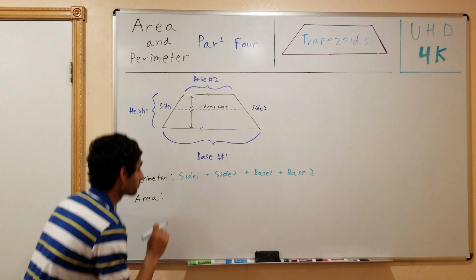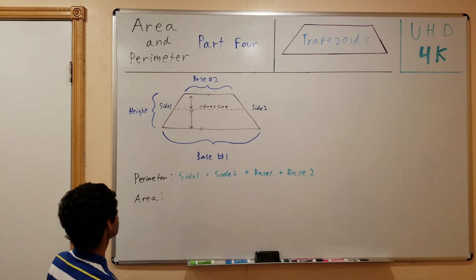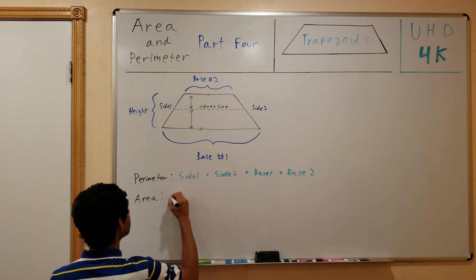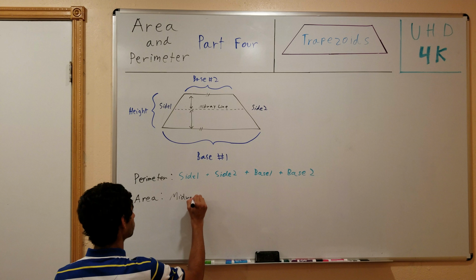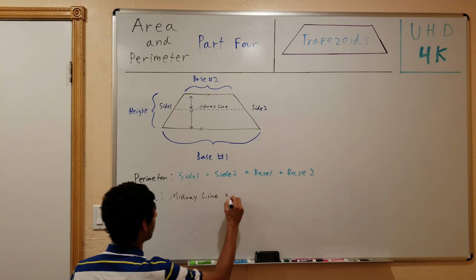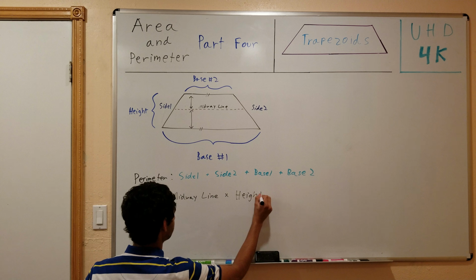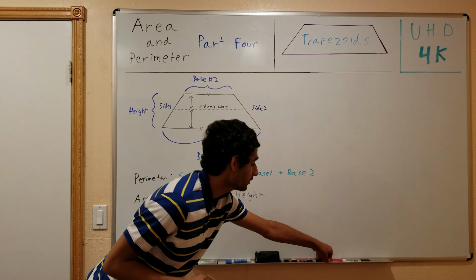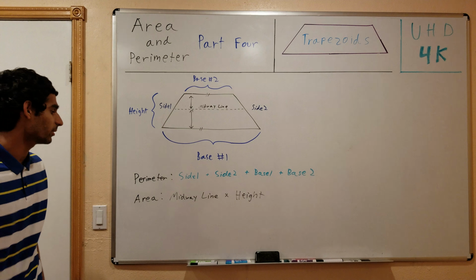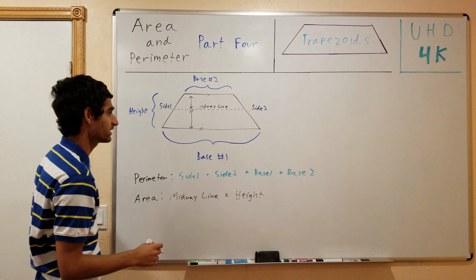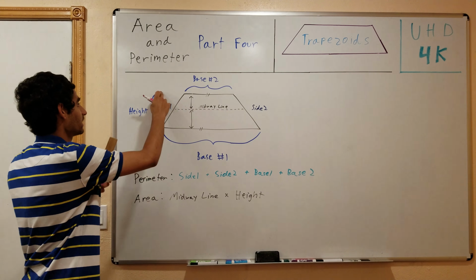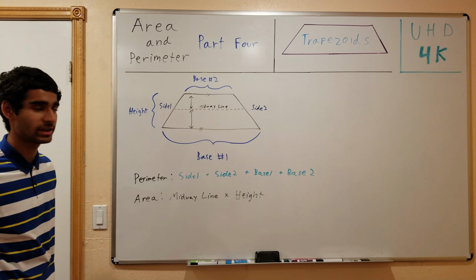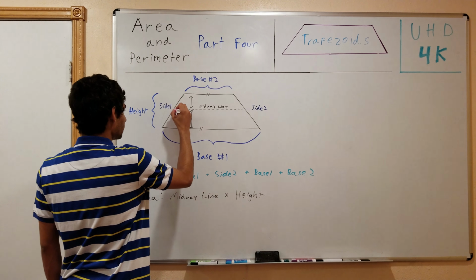Ready for this formula? I'm going to write down the formula and explain exactly why it's so. But the area of a trapezoid is going to be equal to the midway line times the height. So now let's see why that is. I'll use a different color marker, a pink marker, to show you exactly why the area of this whole trapezoid is simply equal to the midway line multiplied by the height. And the height is simply the distance between the bottom base and the top base, the distance between the two bases. So I'm going to draw a rectangle like this.